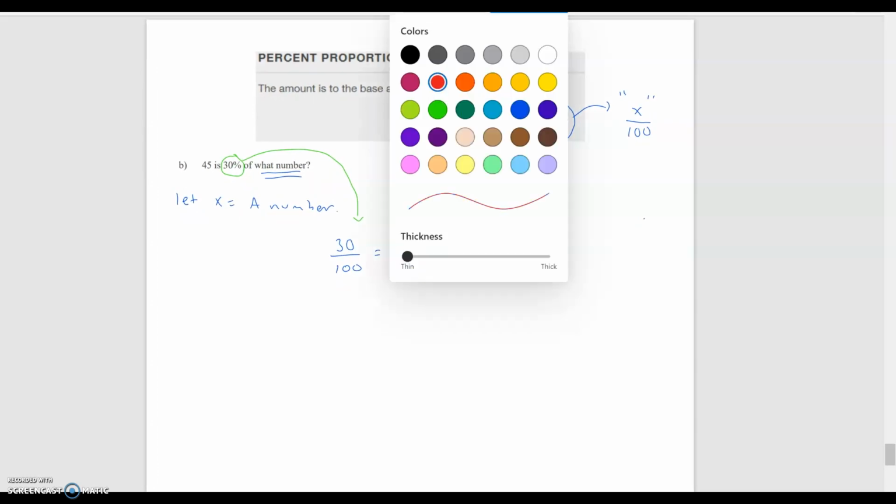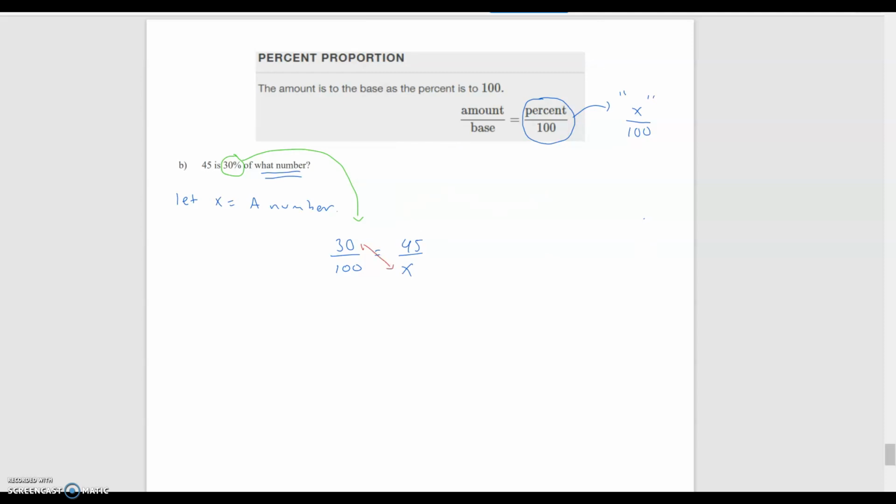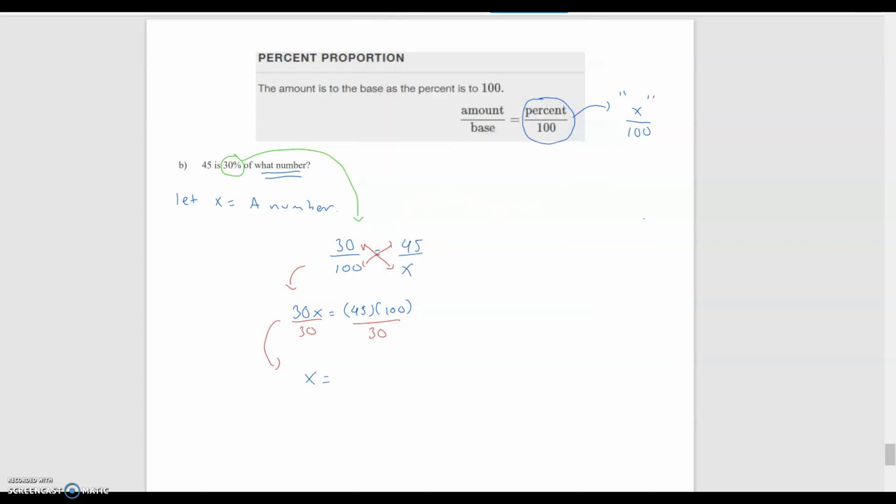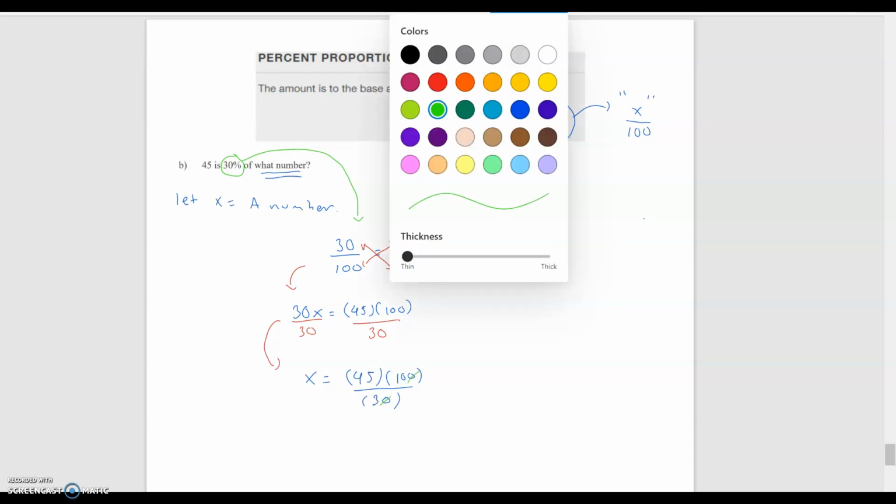Now, to solve this particular one, what I'm going to do is cross multiplication. And let me put the variable on the left. So in this case, we're going to end up with 30x is equal to 45 times the values of 100. And then I'm going to divide by 30. So we're looking at x is equal to the values of 45 times the values of 100 divided by the values of 30. And then before we evaluate it on the calculator, let me cancel one of the zeros.